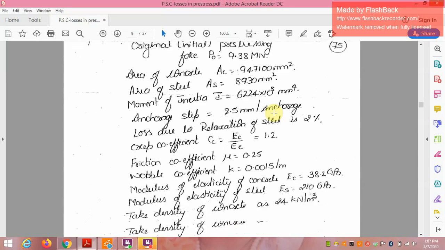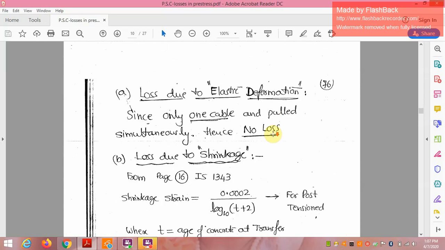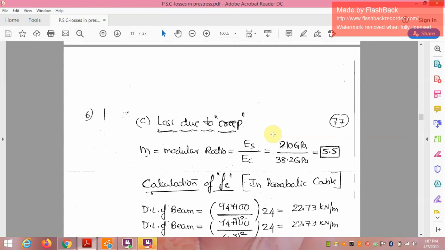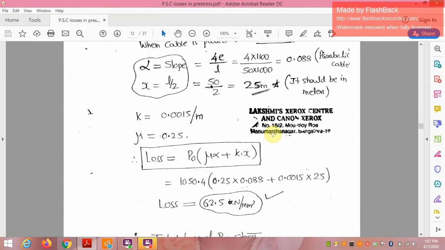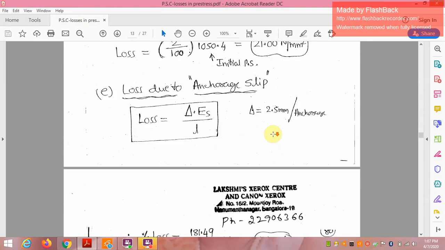Similarly, these are the other examples which have been solved. If you have any doubt, you can ask. These are very simple examples.